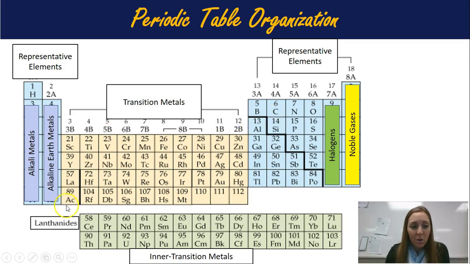Next thing to know is the lanthanide series. That's everything in the top period of the inner transition metals. It's called lanthanide because it comes after the element La. And then we also have the actinides, 90 through 103, because they come after Ac here.